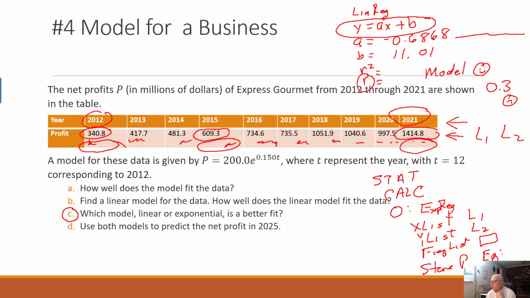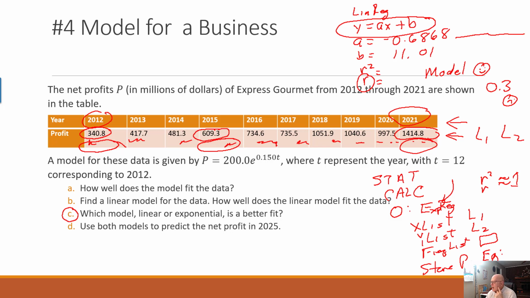Now here's where I'm going to throw something in that you could have used for the linear model, and you can try it for the exponential model. When you hit calculate, you're going to get an r and an r squared for this exponential model. And the closer the r squared is to 1, the better the model.